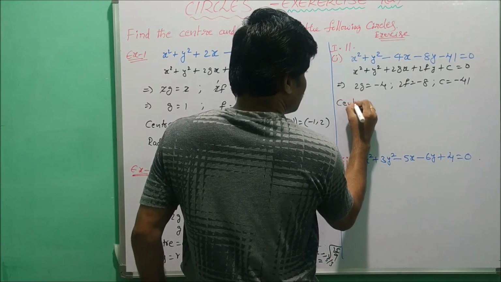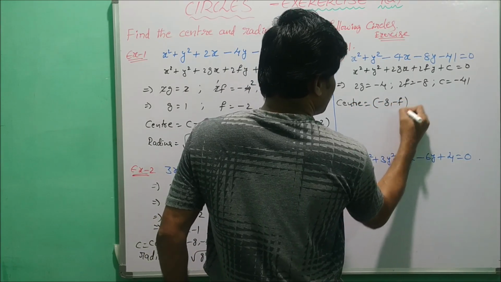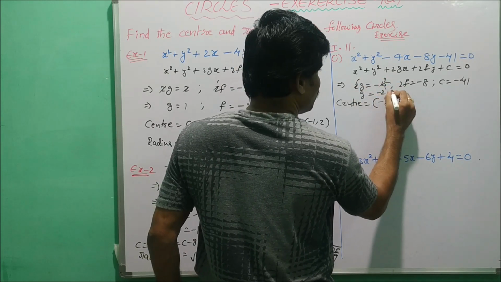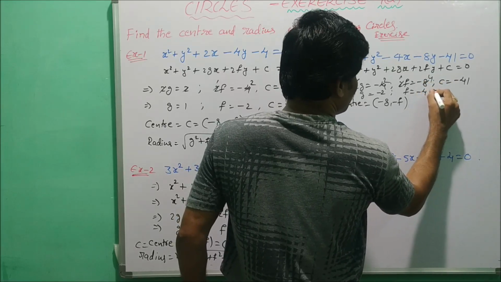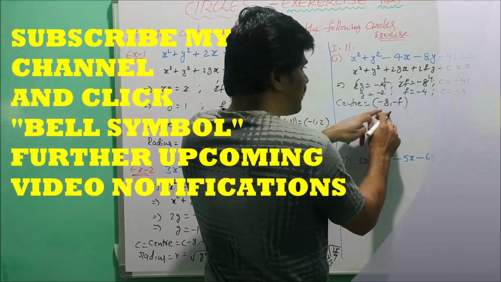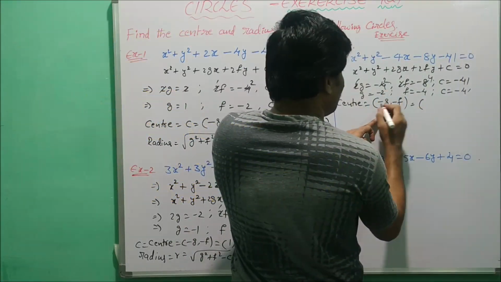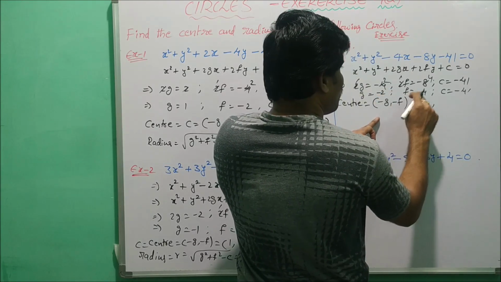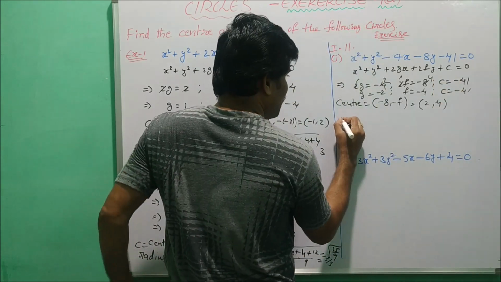Now the center equals minus g, minus f. Here g equals minus 4 by 2, that is minus 2, and f equals minus 8 by 2, that is minus 4, c value minus 41. So center formula is minus g, minus f. Now substitute g and f in this one. Minus g means minus of minus 2, plus 2. Minus f means minus of minus 4, plus 4. This is the center.